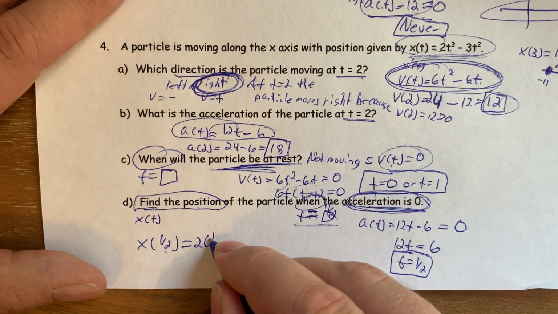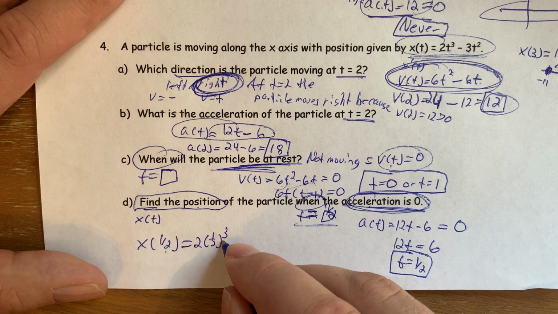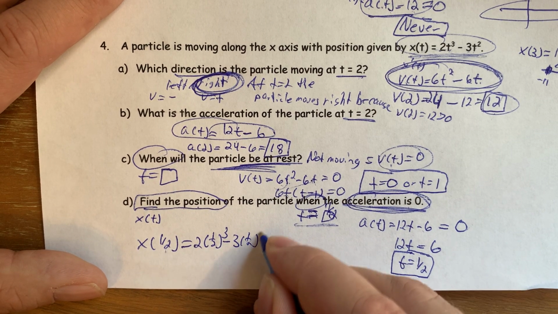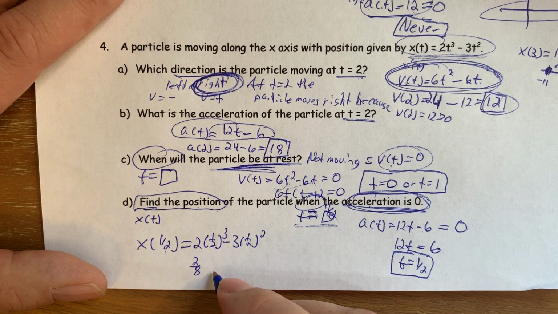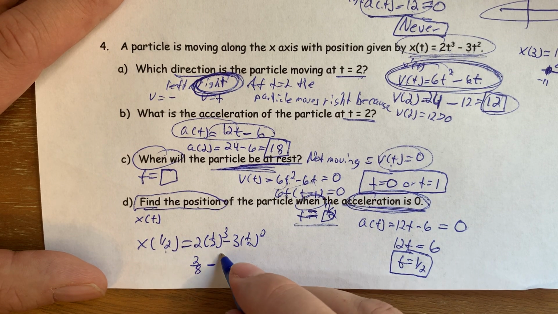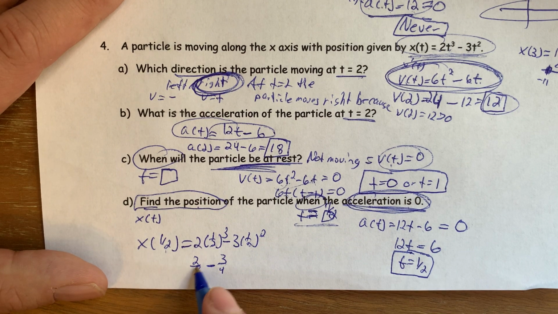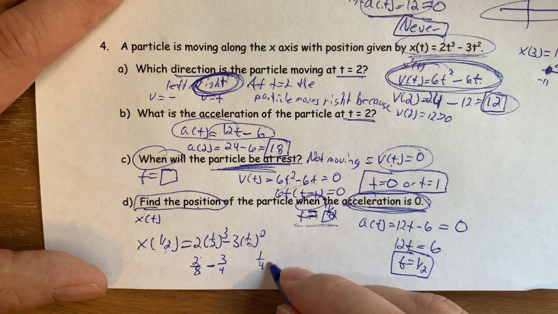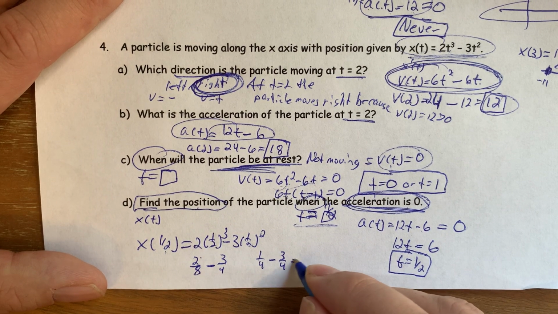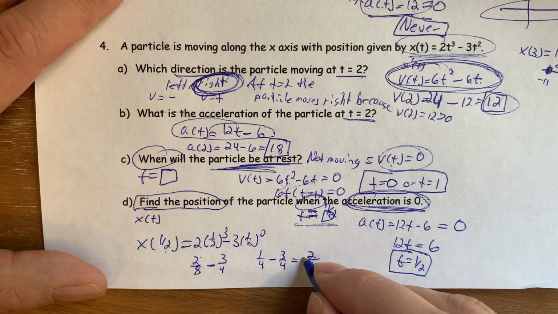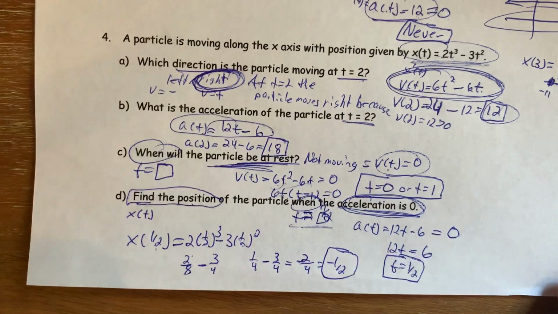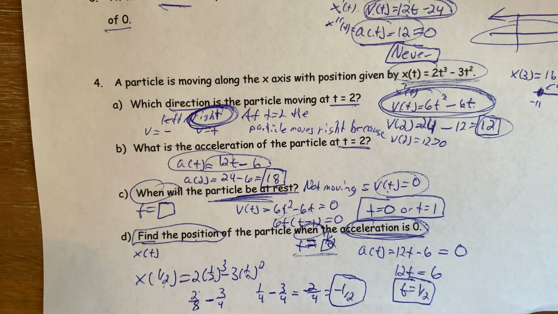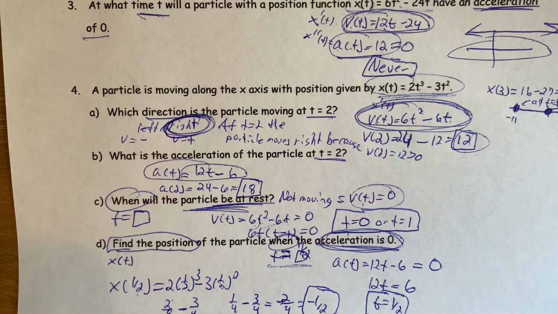This is 2 times 1/2 cubed minus 3 times 1/2 squared. 1/2 cubed is 1/8, so 2/8 minus 3/4. And 2/8 we can divide by 2 and divide by 2 and get 1/4 minus 3/4 is negative 2/4, which is negative 1/2. And that's it for the stuff we're learning for today. If we need to, we'll do some more particle motion stuff next class.